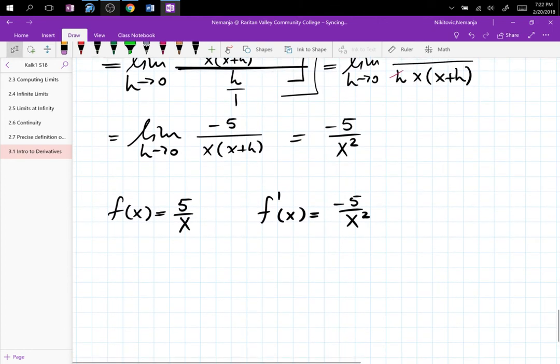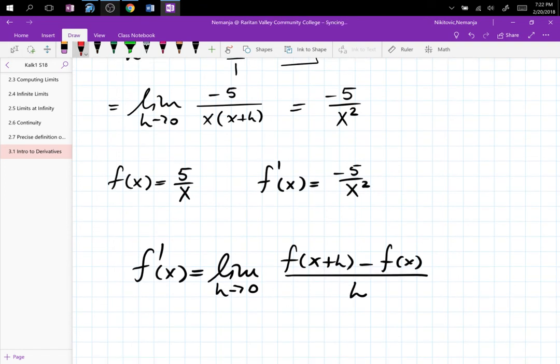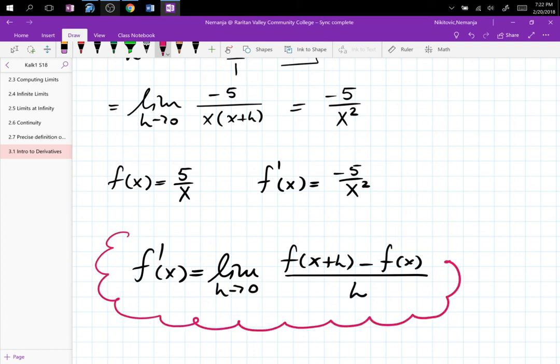The last formula that I'm writing is that f prime of x is defined as the limit as h goes to 0 of f of x plus h minus f of x, divided by h, and that is why we are all alive here taking this class. That was the reason for you to wake up this morning.